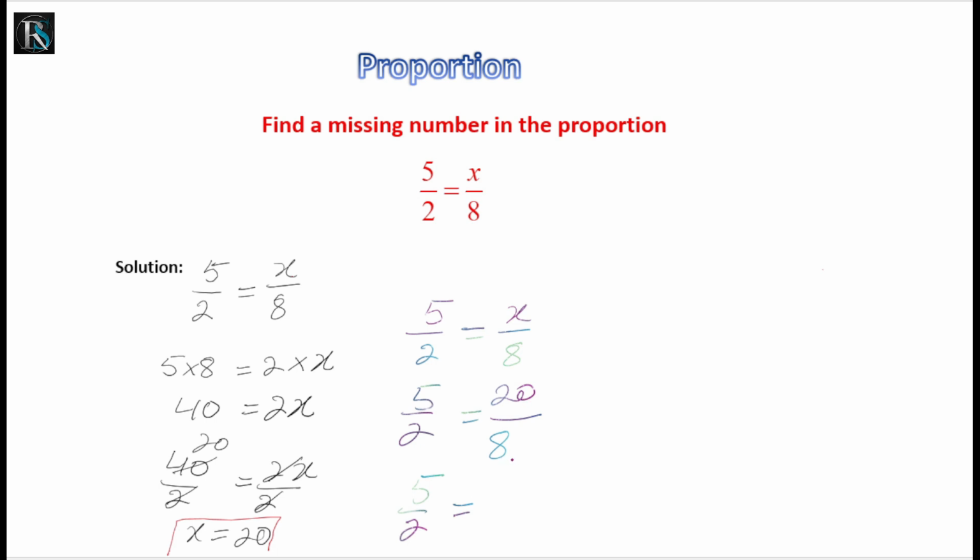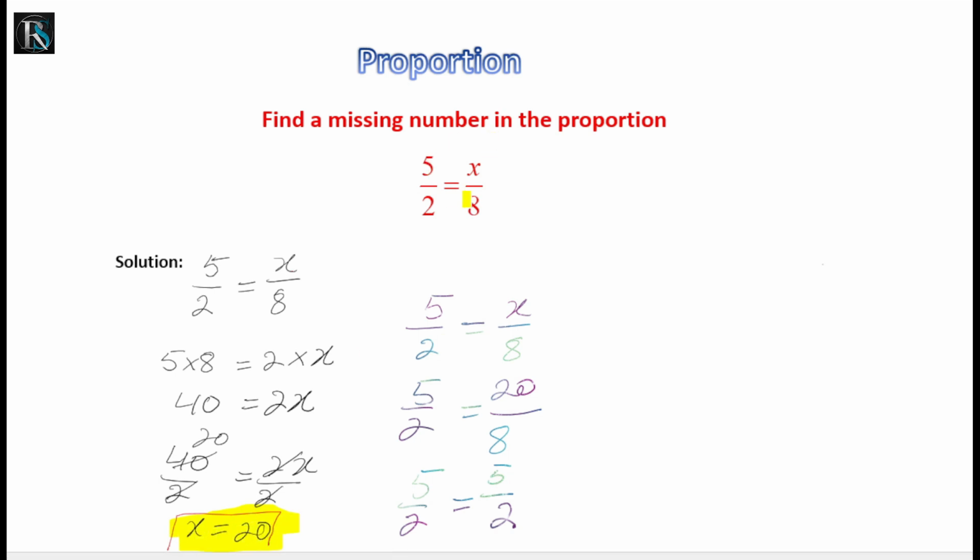Here we know that 2 times 8 and 5 times 20. So that will be 5 upon 2. This means the left hand side is the same as the right hand side. We got the same fractions. This means this is the solution for that. So this is the right solution. We have solved our question correctly.